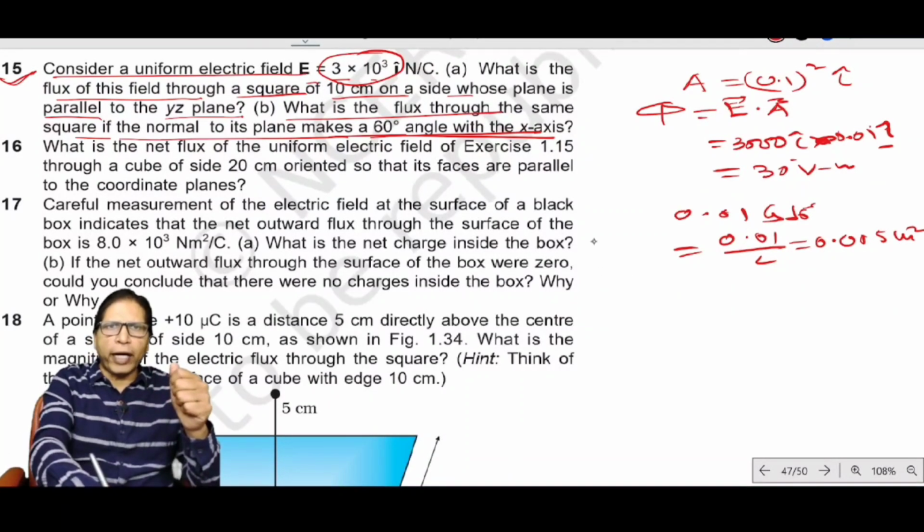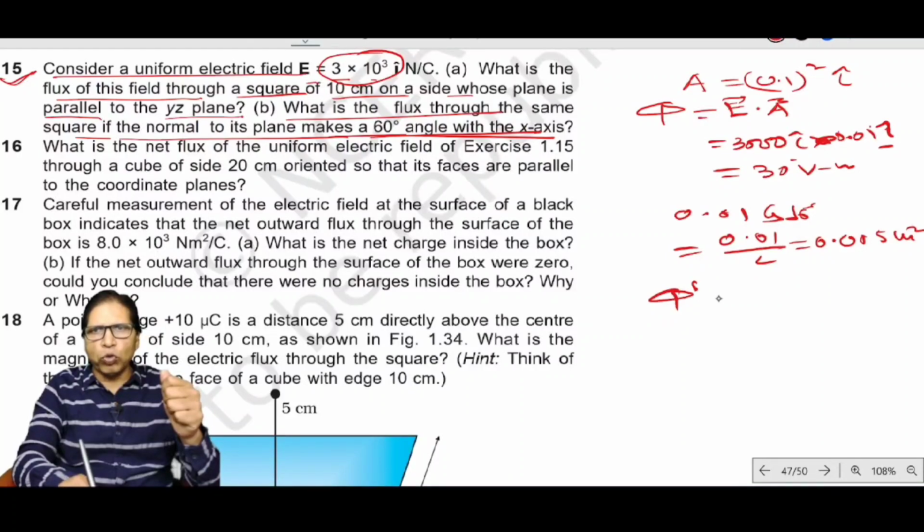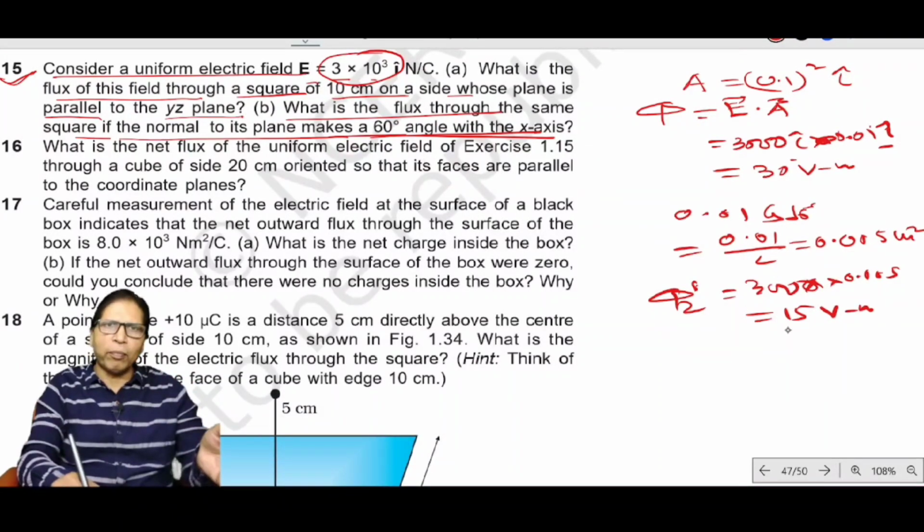So flux phi 2 equals 3000 into 0.005. So this is 15 V·m, the flux.